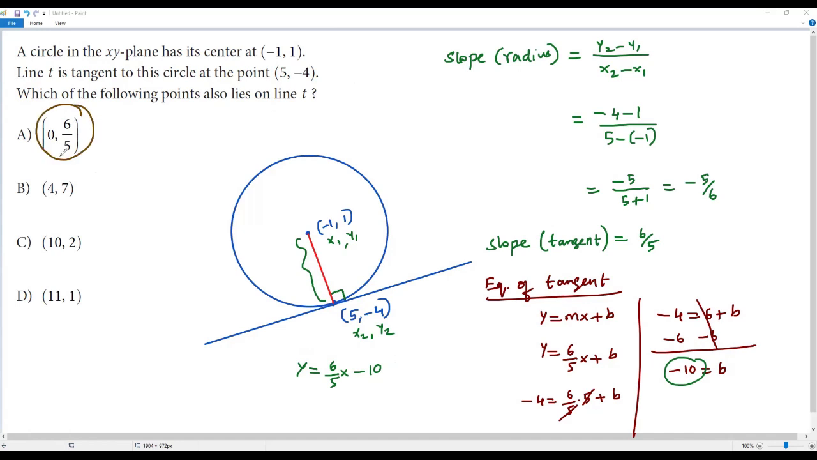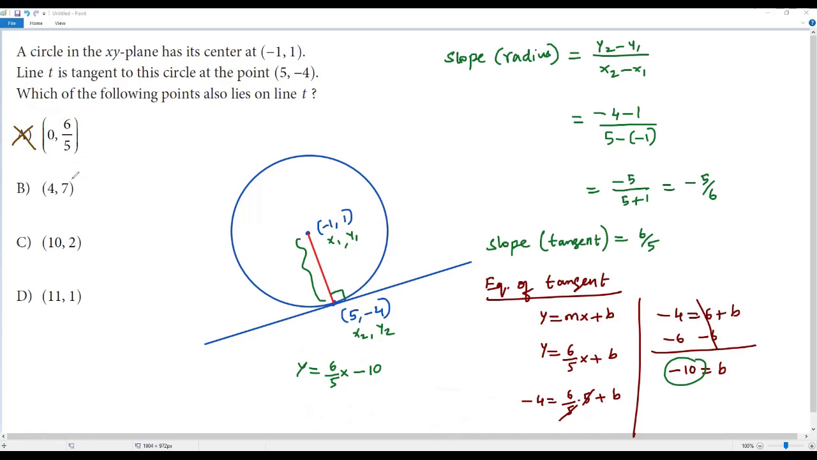Let me consider the point in answer choice A. Let's plug in this x coordinate 0 for x and y coordinate 6 over 5 for y. Then we get 6 over 5 equals, when I plug in x equals 0 here, it will completely become 0. 0, -10. We get 6 over 5 equals -10. So 6 over 5, a positive value, and a negative value can never be equal. So this is false. So the point in answer choice A does not lie on the tangent line T. We can reject answer choice A.